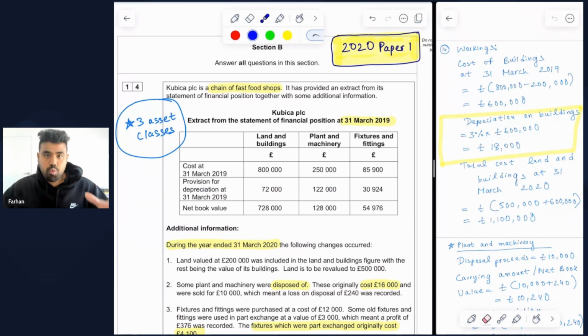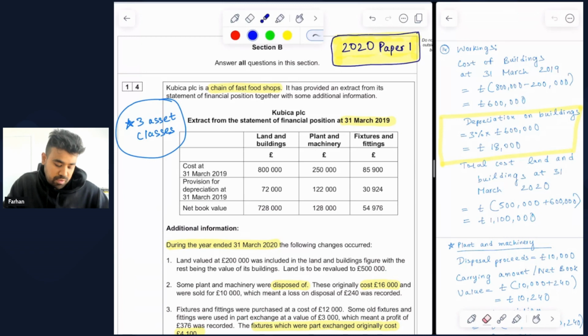Okay. Then let's look into the plant and machinery section. So after we have done all the workings, then we're going to insert all the numbers that we have found in the final schedule of non-current assets. Okay. So for the plant and machinery, let's check additional information number 2. Some plant and machinery were disposed of. These originally cost £16,000 and were sold for £10,000, which meant a loss on disposal of £240 was recorded. Okay, the relevant information in the accounting policies section is that plant and machinery is depreciated at 20% using the reducing balance method.